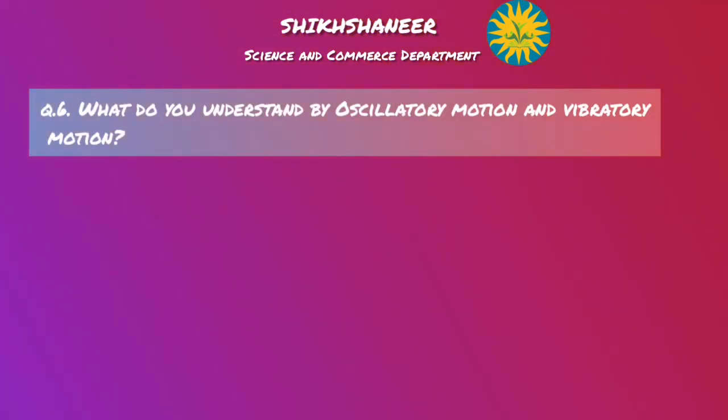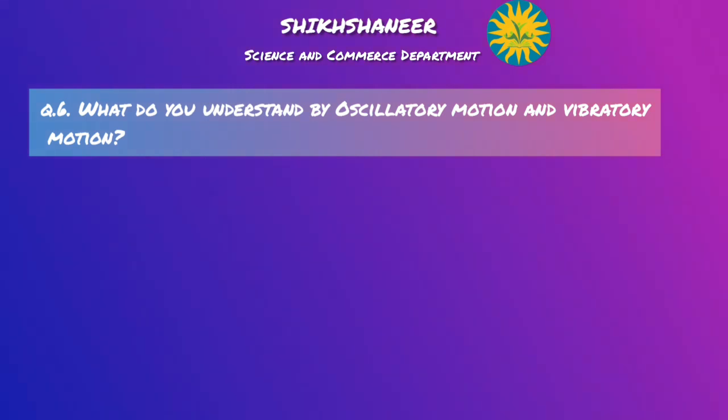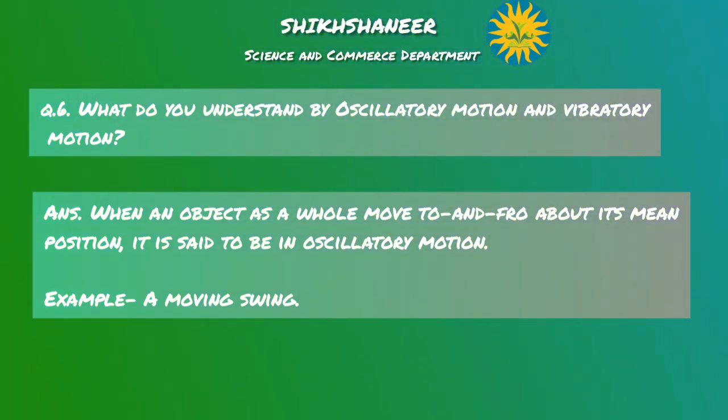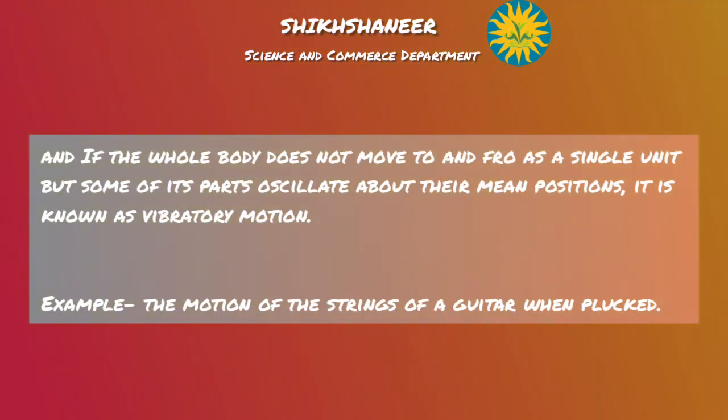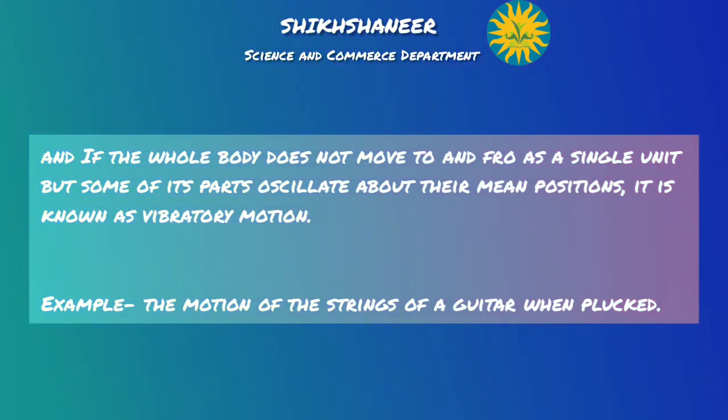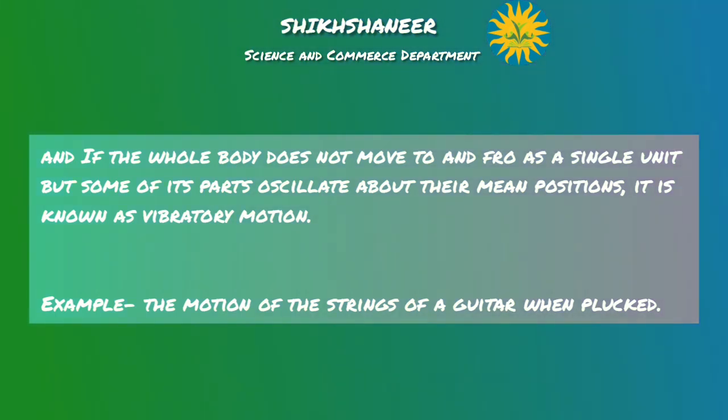What do you understand by oscillatory motion and vibratory motion? When an object as a whole moves to and fro from its mean position, it is said to be in oscillatory motion. Example, a moving swing. And if the whole body does not move to and fro as a single unit, but some of its parts oscillate about their mean positions, it is known as vibratory motion. For example, the motion of the string of a guitar when plucked.